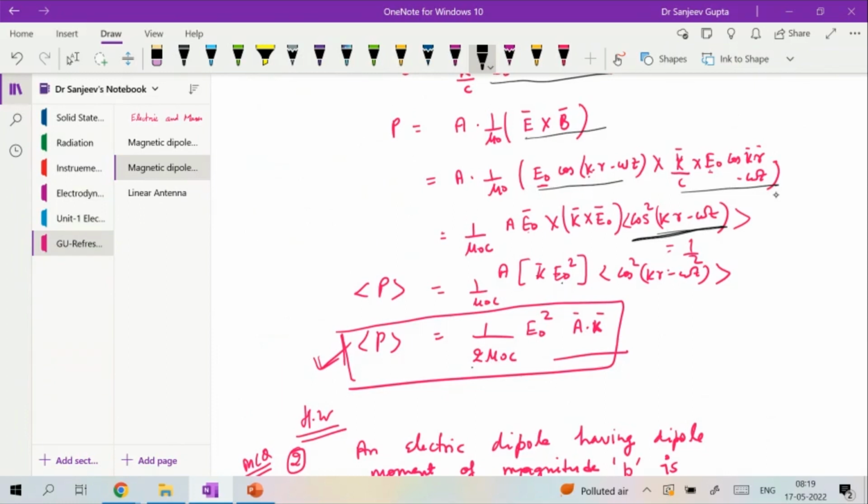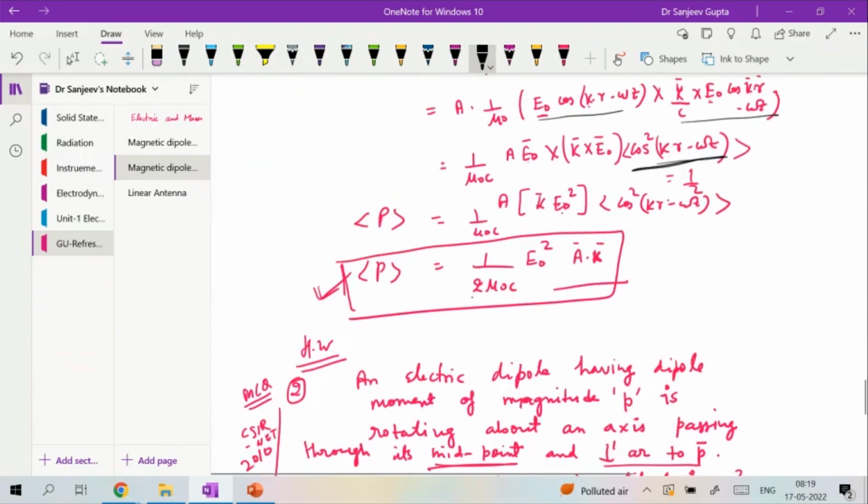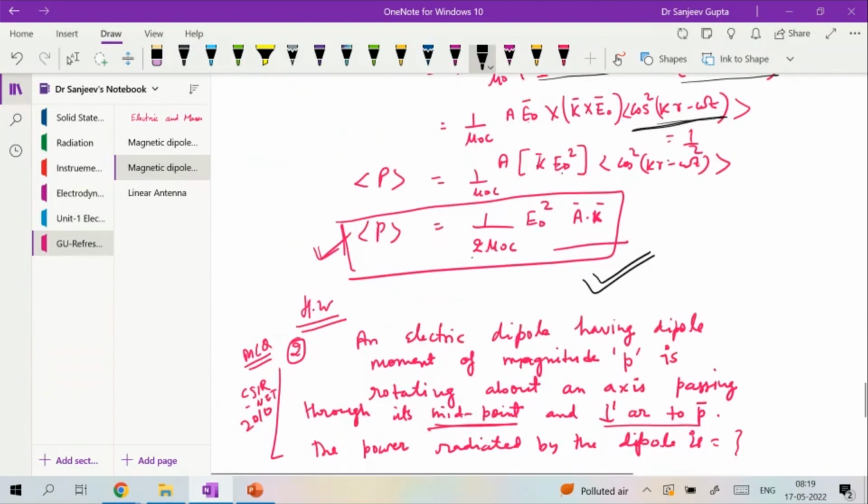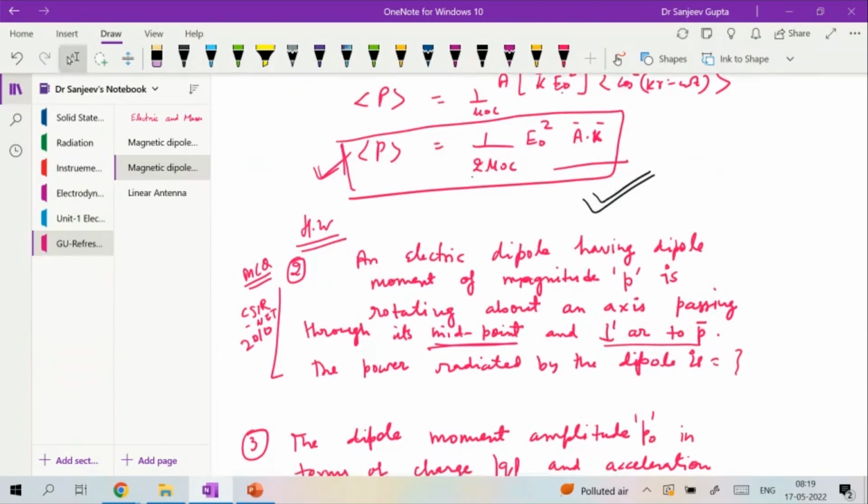So the total power radiation is nothing but 1/(2μ0c) E0 square and A·k. Therefore, we just do the trigonometry and you can find this out. So we have so many homework problems for you.